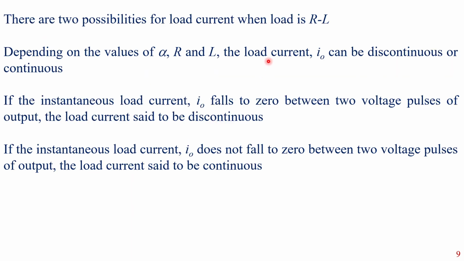When the load is RL, there are two possibilities for load current. Depending on values of alpha, R and L, the load current can be continuous or discontinuous. If the instantaneous load current I0 falls to 0 between two voltage pulses of output, the load current is said to be discontinuous. If the instantaneous load current does not fall to 0 between two voltage pulses of output, the load current is said to be continuous.